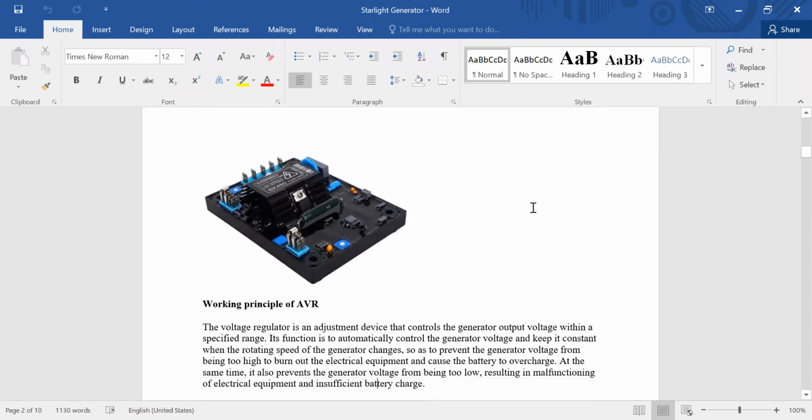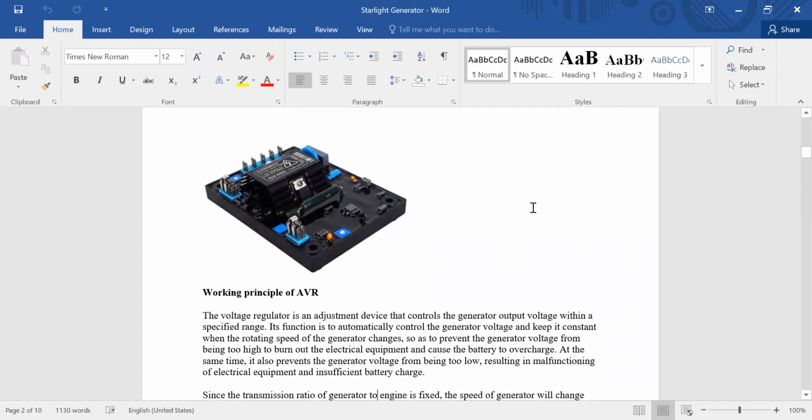So now, what is the working principle of automatic voltage regulator? Right. So the voltage regulator is an adjustment device which controls the generator output voltage. And we are controlling it in a specified limit or specified range. Because its function is automatically controlled, whatever voltage is generated in a generator, it is keeping it constant.